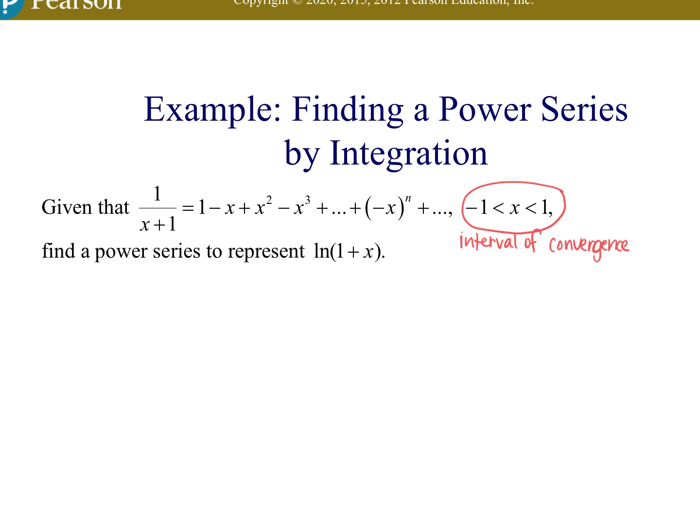And you're asked to find a power series that would represent ln 1 plus x. You just need to recognize the relationship between this expression and that expression. So what direction are we going to go from what we're given to what we're trying to find? How are 1 over x plus 1 and the ln of 1 plus x related to each other?